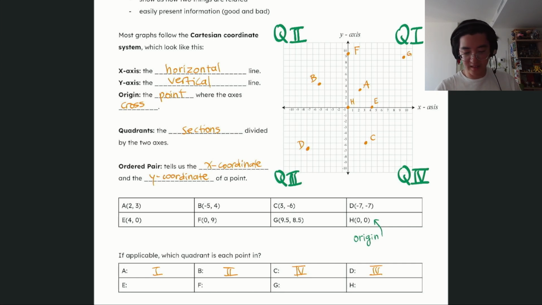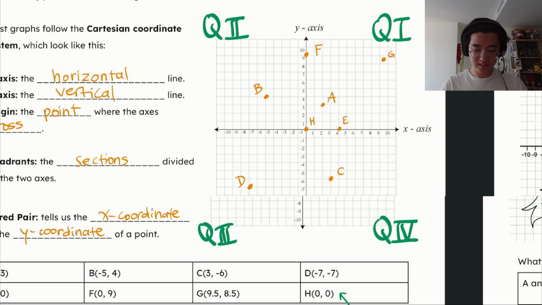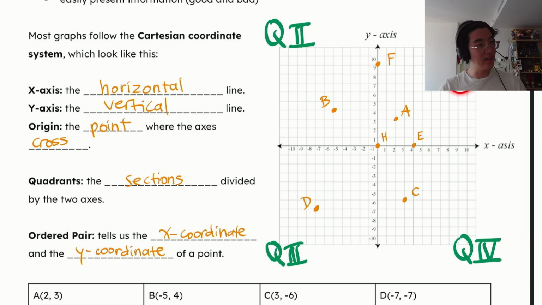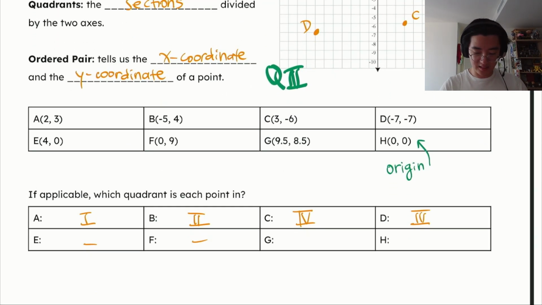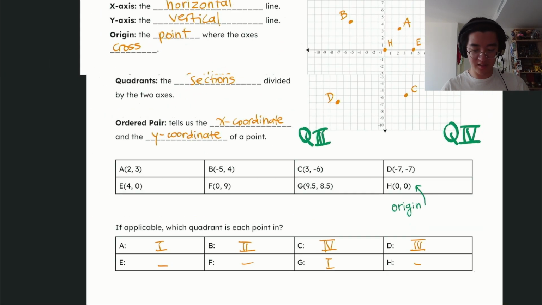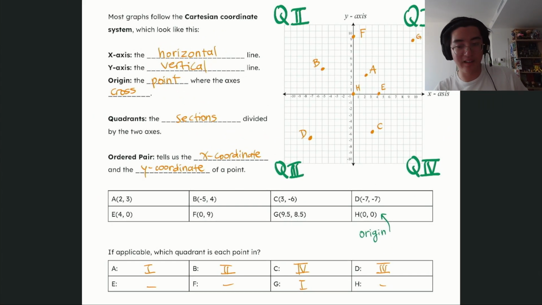Now look at E here. E is actually resting on the line between quadrant 1 and 2. So there's actually no quadrant it belongs to. Same as F. Because it rests on the line, there's no quadrant it belongs to. Technically, it's in neither of those quadrants, because that's the line. Lastly, G. G right here is nice and snug in quadrant 1. And as you can imagine, the origin has no quadrants, because it's literally excluded from all 4.